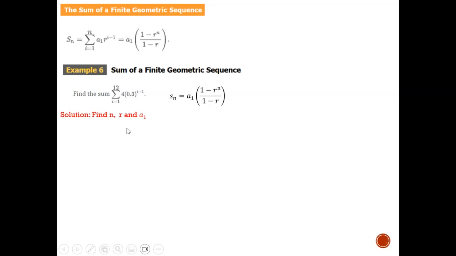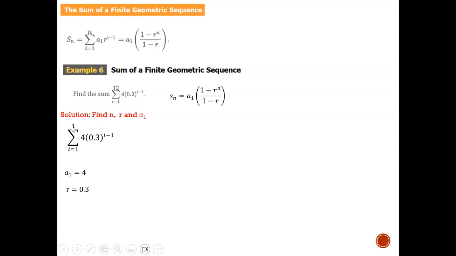Now comes the sum of a finite geometric sequence. Okay, and here's the formula. The sum is equal to a1, parentheses, 1 minus r to the power of n, over 1 minus r. For example 6, it says find the sum. We need a1, we need r, and we need n. So here we go. a1 is going to be 4. The ratio is going to be 0.3. And the n is going to be 12.